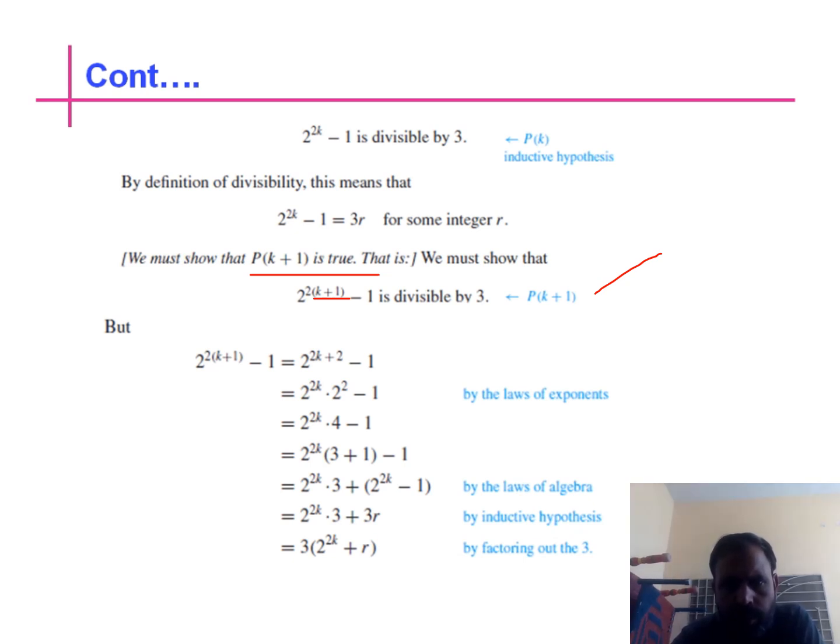So this will become 2 raised to the power 2k into 3 plus 1 minus 1. So we can write, by the laws of algebra, 2 raised to the power 2k into 3 plus 2 raised to the power 2k minus 1. We can separate these two terms. So this will become 2 raised to the power 2k into 3, and this will become 3r from this: 2 raised to the power 2k into 3 plus 3r. This will become 3 into 2 raised to the power 2k plus r by factorizing by 3.